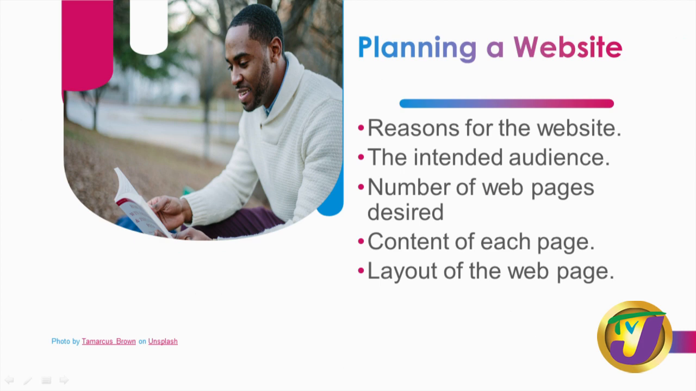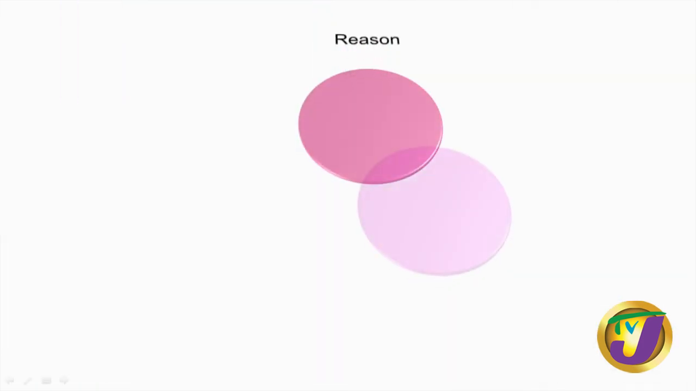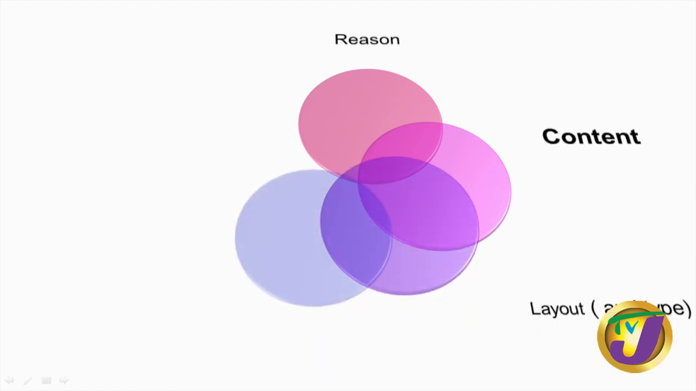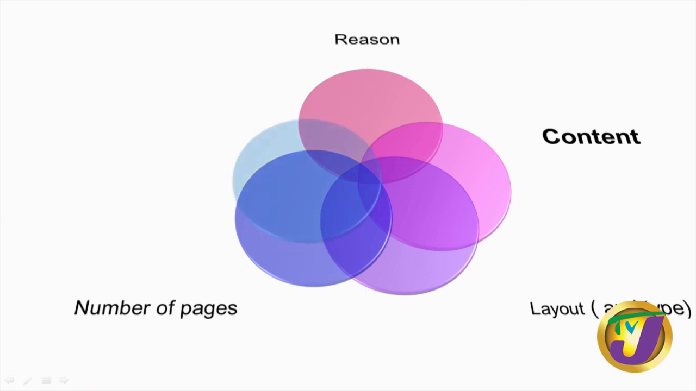All right? So 5 things. But I like to think of them not just as 5 separate things, but 5 things almost interlocking or joining together. So the reason, the content, the audience, the number of pages, and the layout have to come together to form one cohesive vision for your web page.